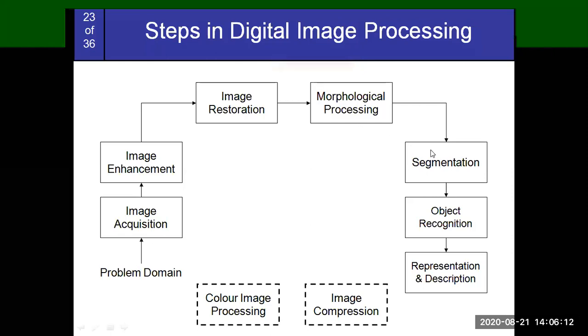The next step is segmentation. Why do we need to segment the image? Sometimes we don't want to consider the entire image. For example, in body scanning, if you want to consider only particular organs, only those organs we have to highlight. In that case we have to segment it, or divide the image into a number of segments. How we segment the image can be learned in this step, segmentation. Next, object recognition.